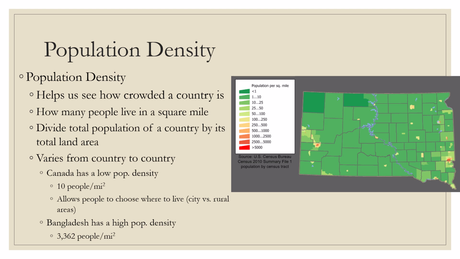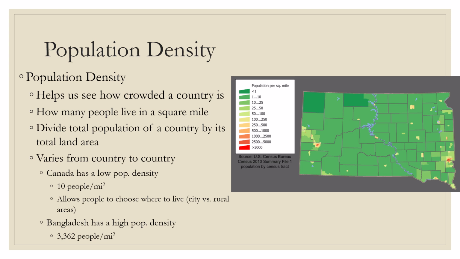Every country is going to have a different population density, and this just helps us understand how many people are living on the land and if it's really inhabited or not. Like, do they have a lot of people living on a small area, or are there a few people living on a big area? So Canada, for example, has a low population density. They have about 10 people per square mile. And this is a little bit easier for them. It's less crowded. You can buy a bunch of land. You can choose to live in a city or a rural area.